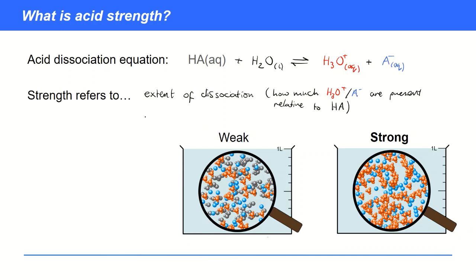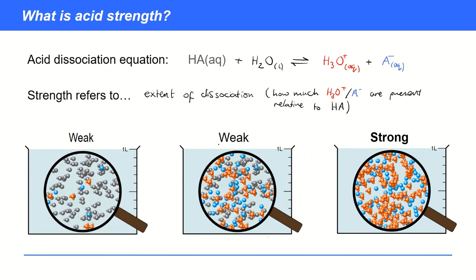Now in this video we just want to go a little bit deeper in that, just as you can have weak acids and strong acids, you can also have variability within the weak acids. So here's an even weaker acid. You can see lots more HA molecules here and very few H3O+ and A-. So there's a gradation here between these molecules: on the left hand side, very, very weak; on the right hand side, very, very strong.